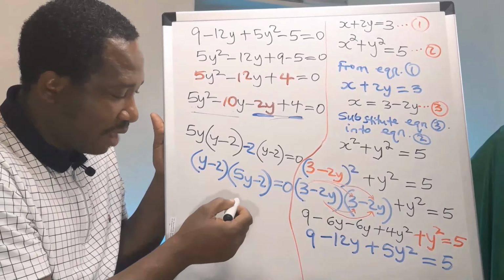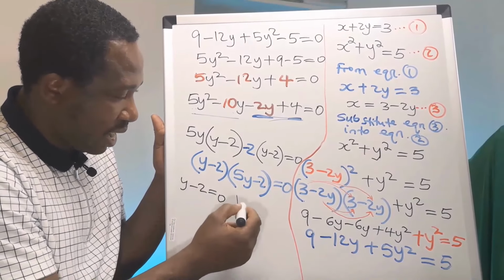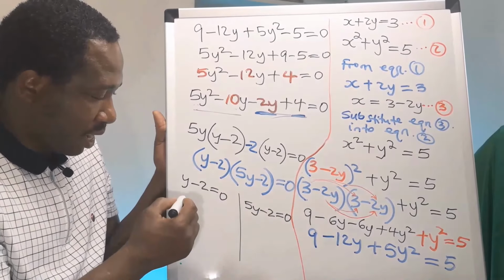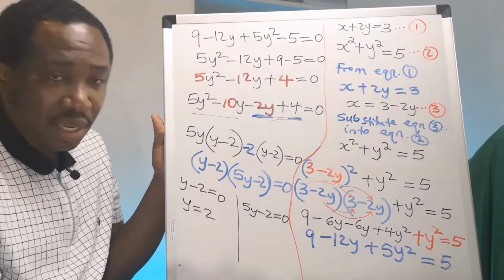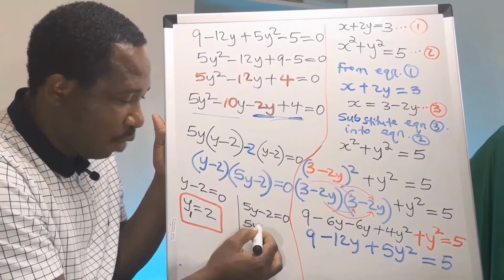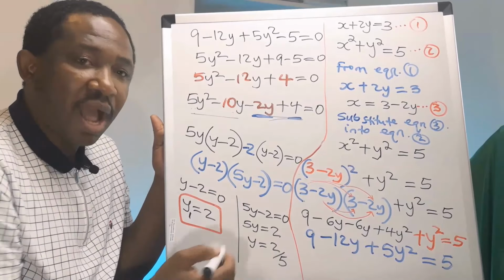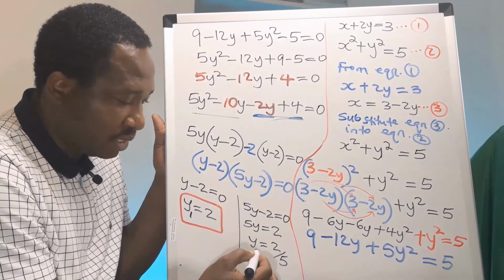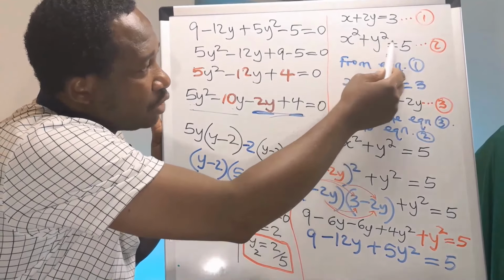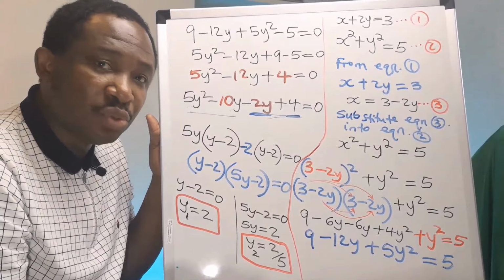Next, I will have that y minus 2 is 0 for this, and I will have 5y minus 2 is 0. Here, y is 2. I've gotten the first y, which is y1. Next, 5y is 2, and y is 2 over 5. I've gotten the next y, which is y2. Remember, the question is having a squared in equation 2, so we are going to have two answers.